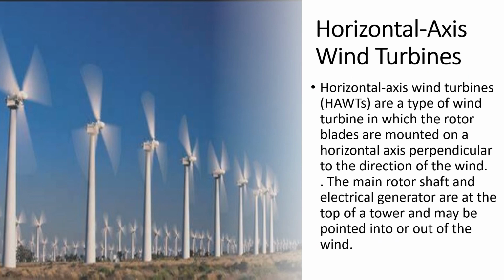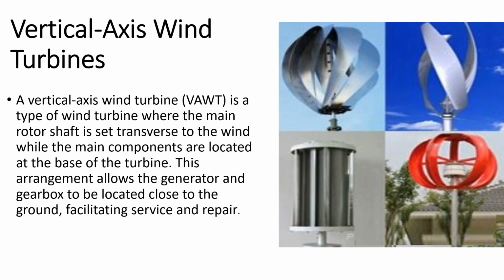Horizontal axis wind turbines are a type of wind turbine in which the rotor blades are mounted on a horizontal axis perpendicular to the direction of the wind. The main rotor shaft and electrical generator are at the top of a tower and may be pointed into or out of the wind. A vertical axis wind turbine is a type of wind turbine where the main rotor shaft is set transverse to the wind while the main components are located at the base of the turbine. This arrangement allows the generator and gearbox to be located close to the ground, facilitating service and repair.